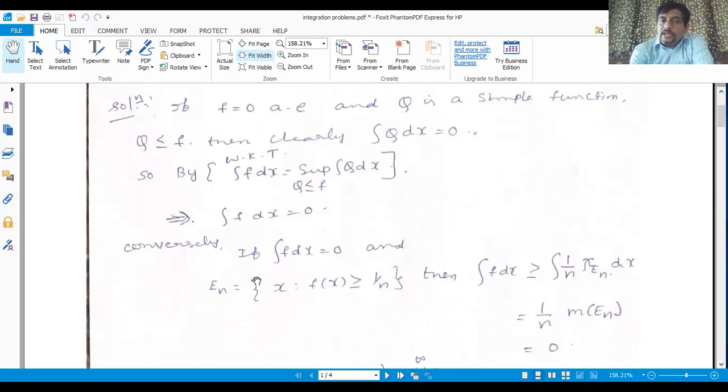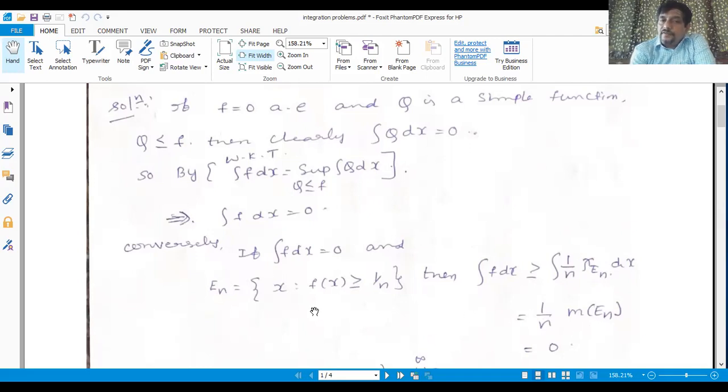Then En can be written as the set of all x such that f of x is greater than or equal to 1 by n. Then definitely the integral of f of x dx is greater than or equal to the integral of 1 by n chi En, because chi En is the characteristic function with respect to the set En. Then 1 by n is a constant, so we can take it outside, and this becomes the measure of that set.